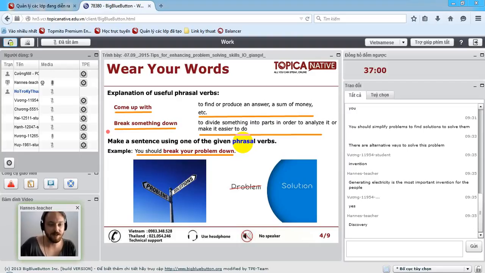And Huan, can you try one? Yes. We must break offers down for comparison. We must break offers down for cooperation. Okay, nice. Works very good.